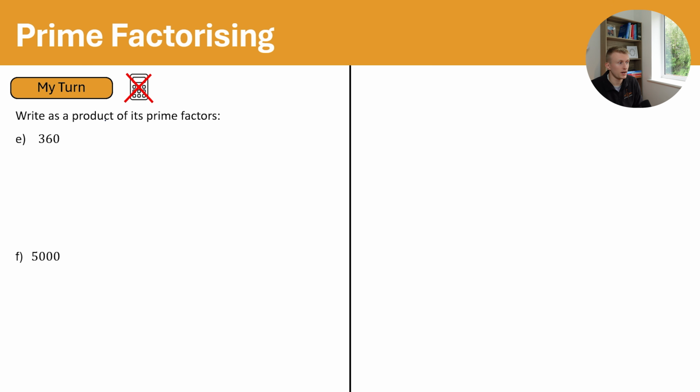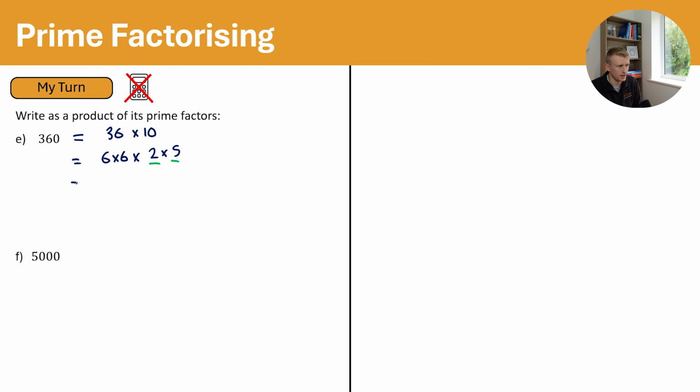Our next example says, write as a product of its prime factors 360. So I'm going to rewrite 360 as 36 multiplied by 10. And neither 36 nor 10 are prime numbers, so I need to keep going. 36 I can write as 6 multiplied by 6. And 10 I can write as 2 multiplied by 5. Both 2 and 5 are prime numbers, so I don't need to simplify them any further, but 6 is not, so I need to keep going.